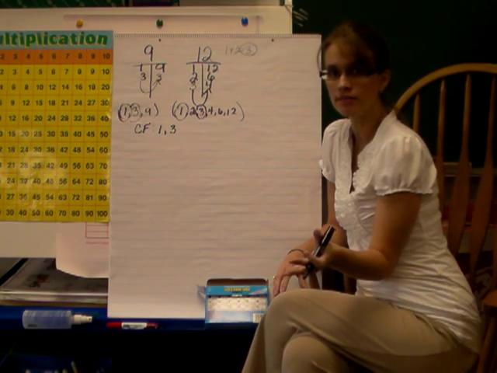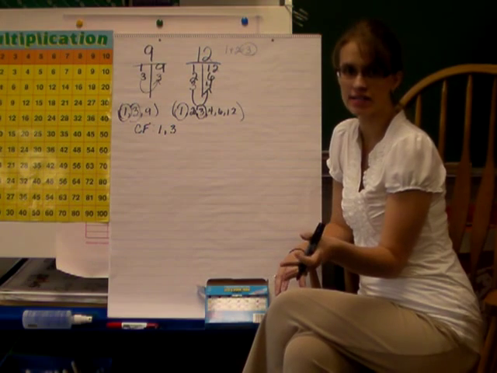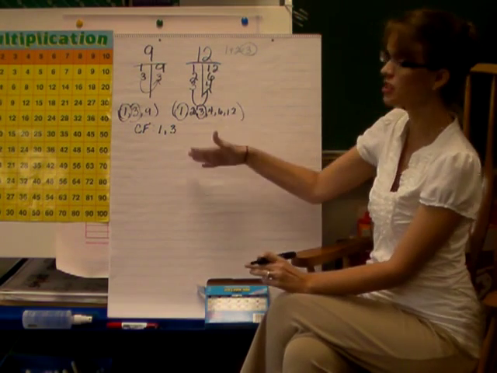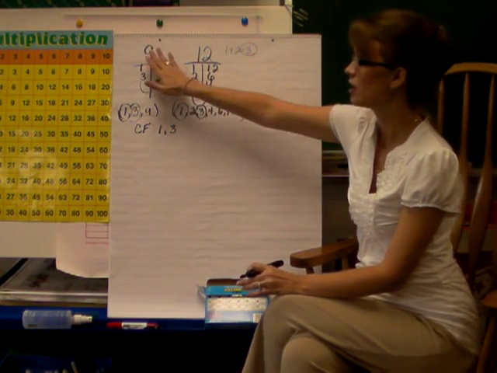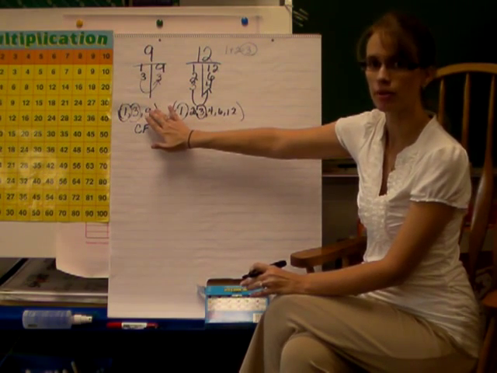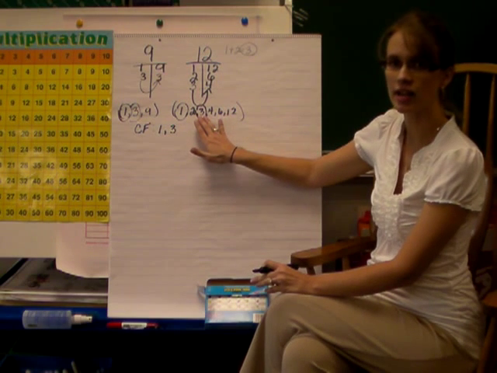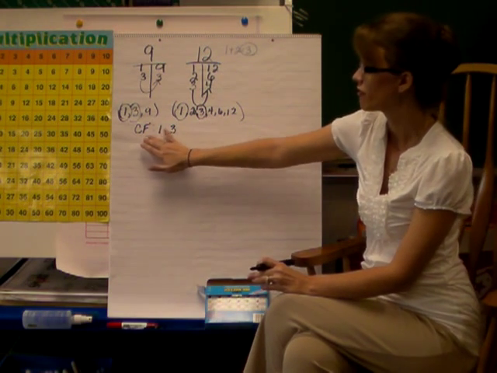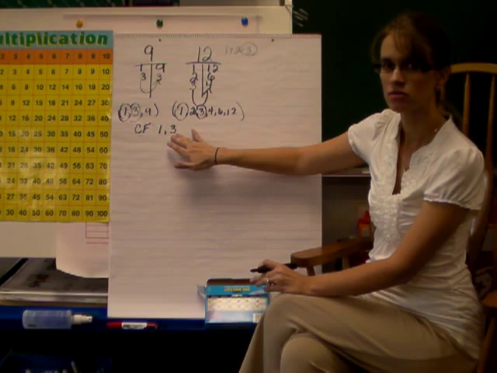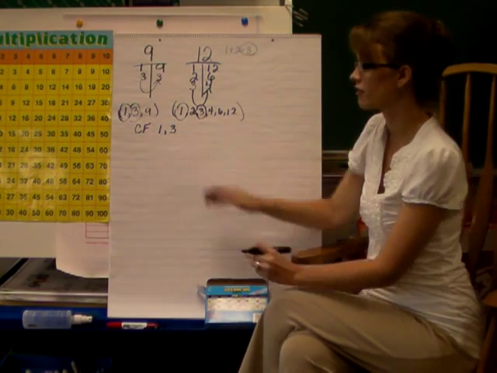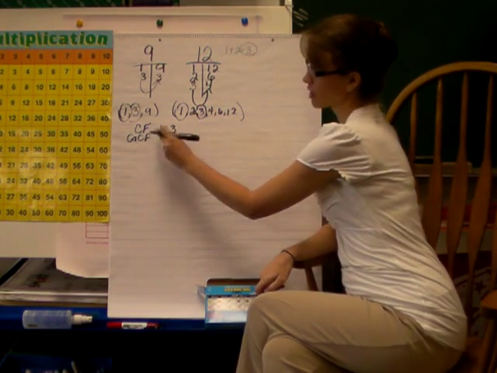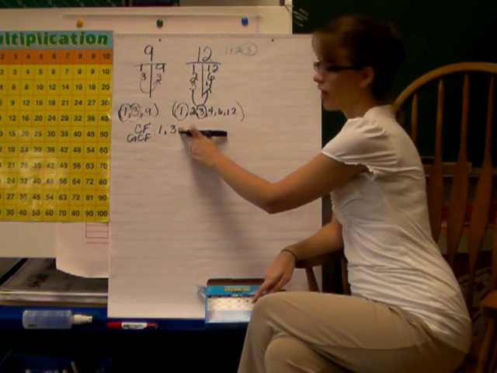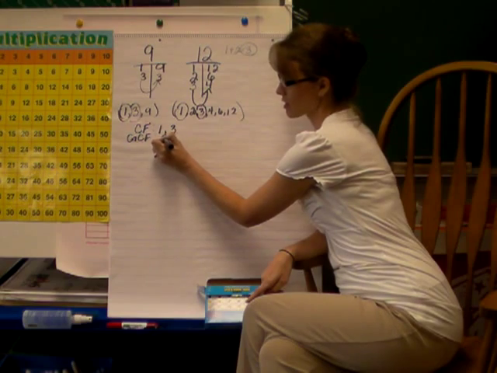Today we moved on and we started talking about greatest common factor. Using what I have here, I can show you what greatest common factor would be. You would find all the factors of one number, find all the factors of the second number, find the common factors, and then to find the greatest common factor, I would look at the common factors and find the greatest number. In this case, it's 3.